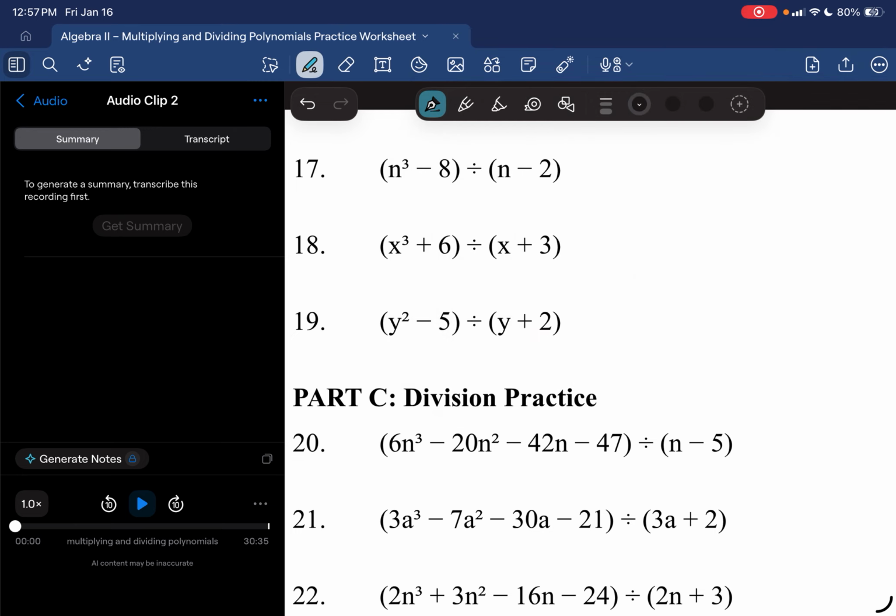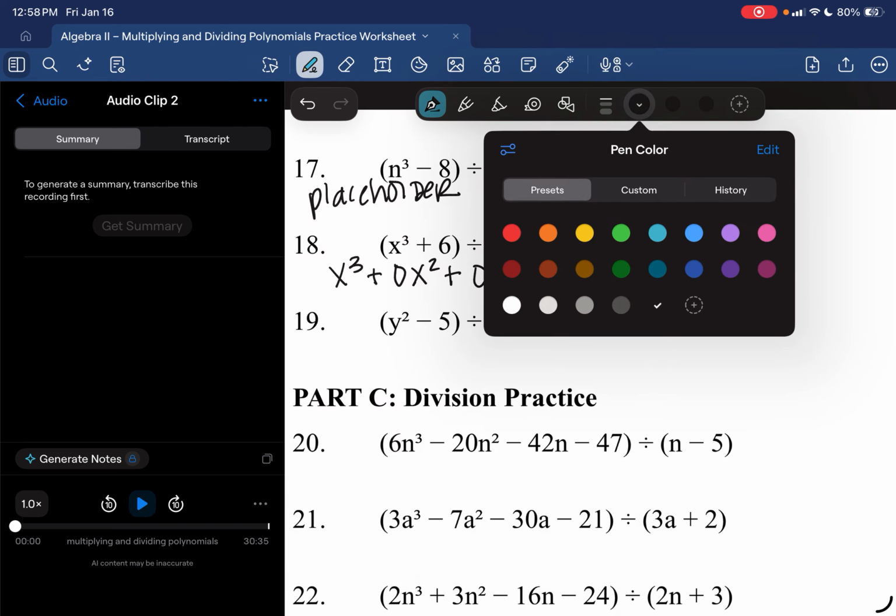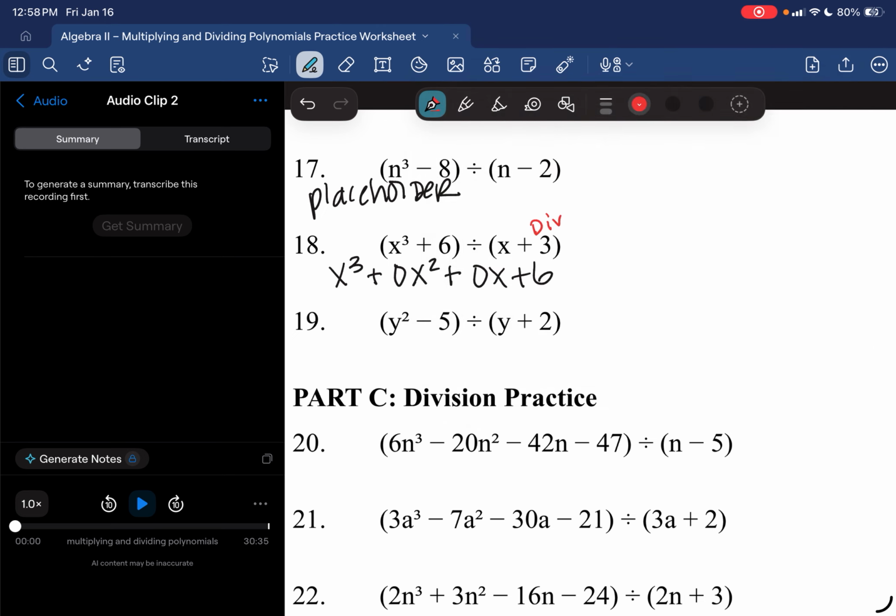Okay, this is placeholder. Make sure you get this in your notes. These are the placeholder kinds. You have to make sure you have all exponents represented. There's no x squared anywhere in here, so put a placeholder, 0x squared. Is there an x? No. So put 0x plus 6. You gotta put those 2 placeholders. This is your divisor, right?